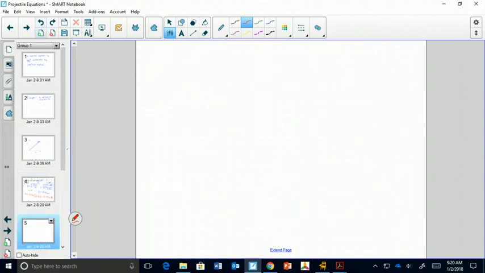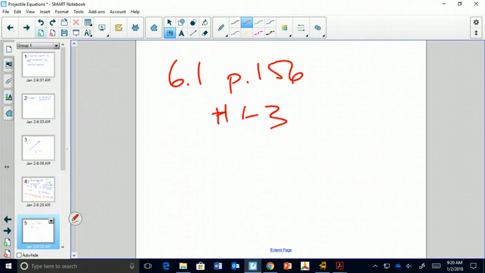Okay? What I'm looking for you to try are these 3 problems, my friends, on page 156. It's 6.1. Page 156, numbers 1 to 3. Give them a shot. Again, we'll talk about them tomorrow, but give them a shot. You've got about 5 minutes. Go ahead and jump on it.